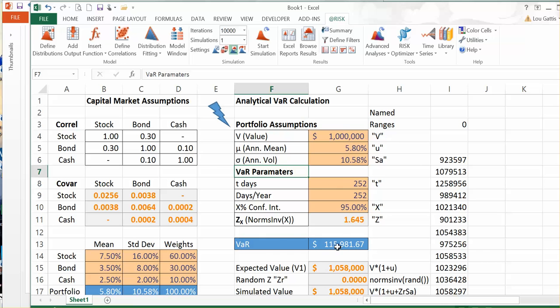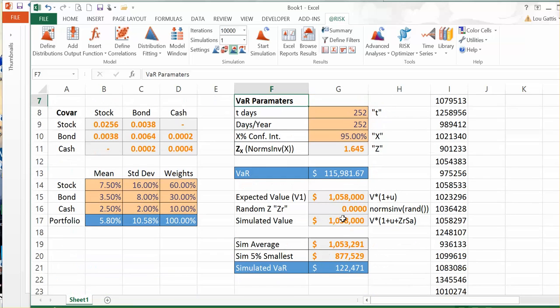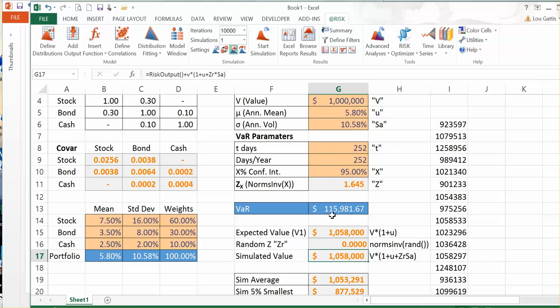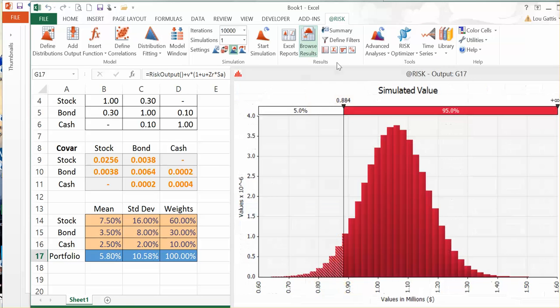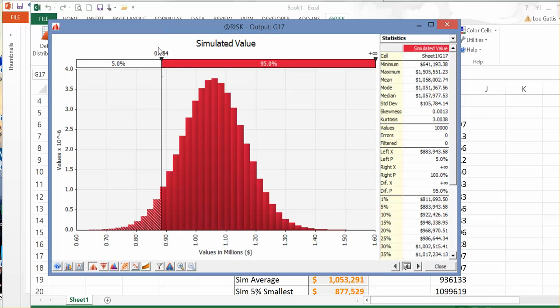Another advantage of @RISK is, let me just click on my output again and bring up the interactive histogram. So I'll click on my output, browse results, and I could do things like, what are the chances that my portfolio is only worth $500,000? Well, looks like it's almost zero. What's the probability my portfolio is worth $800,000? All right, there's only a 0.7% chance that this portfolio, normally distributed with the assumptions given, will be worth less than $800,000 next year.